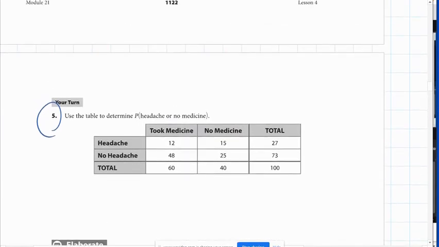Okay, at the top of page 1123, problem number 5, go ahead and pause your video and try out number 5, and then press play when you're ready to check your solution.